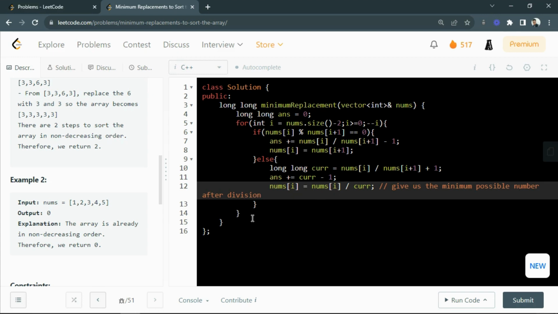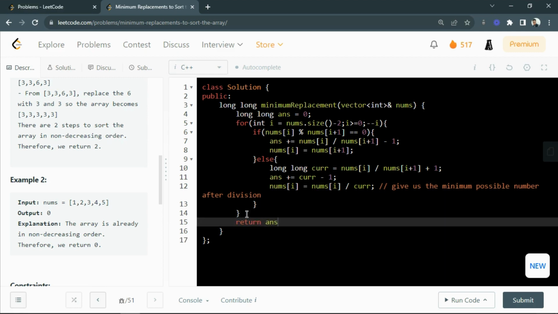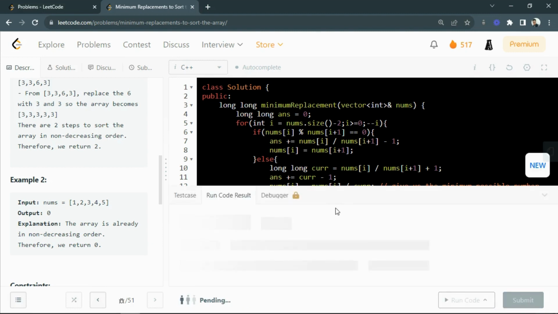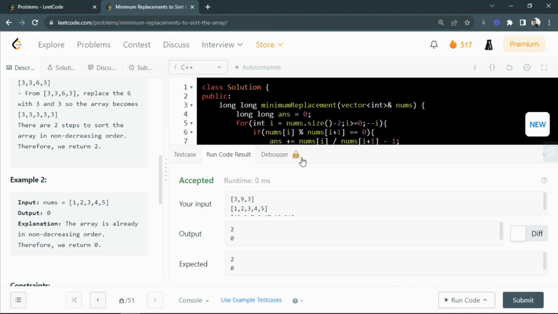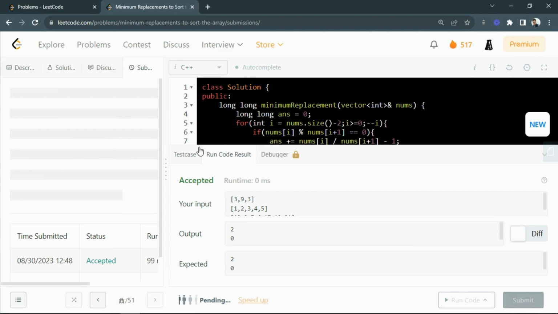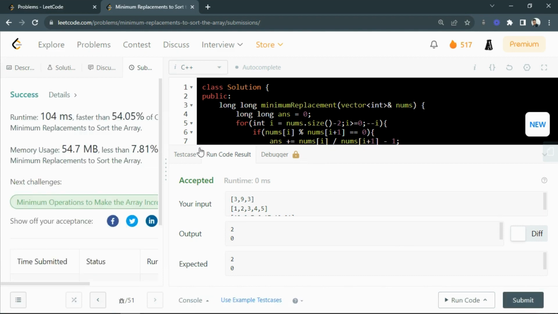And yeah, that's all. And next we simply return our answer. Let's check if it's passing sample test cases. Yeah, so sample test cases are passing. Let's try to submit it. So it is getting submitted successfully.